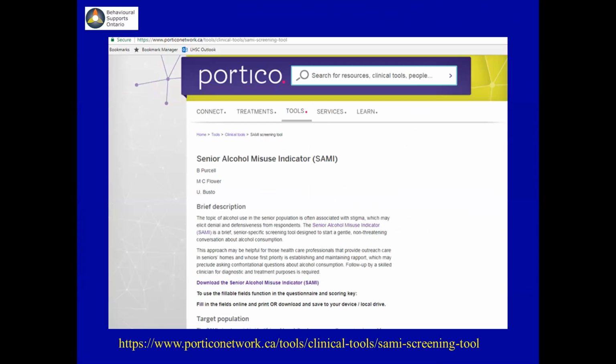And I did briefly mention that the SAMI is available as a free, downloadable, PDF fillable form through the Portico at CAMH. All you have to do is write down the web link at the bottom, which is very long, or you could just Google SAMI, Portico, CAMH, first hit on the top. That's how you find it. Once you download it, you can save it to your computer, and then it's with you and good to go. So that's how easy it is to grab the SAMI, and again, it's free for anyone to use.